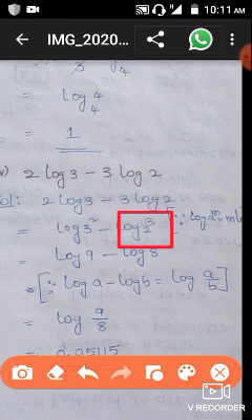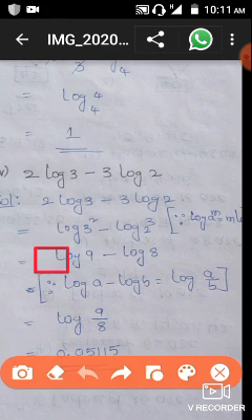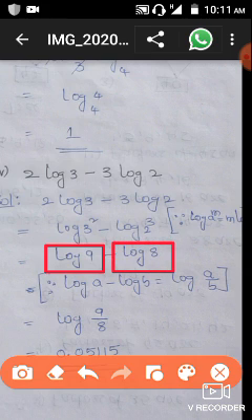The 3 comes to power: log 2 cube, 2 power 3. The next step, log 3 square. Log 3 power 2 means log 9, minus as it is. Next, log 2 cube, log 2 to the power of 3, we can write as log 8.